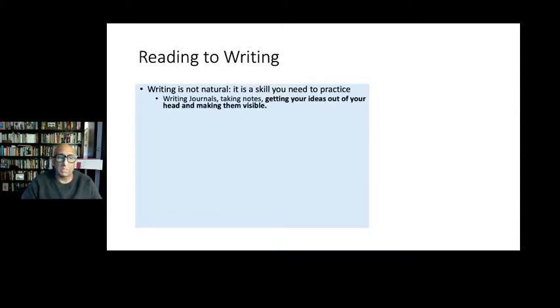And what that means is writing journals, taking notes, getting your own ideas out of your head and making them visible. If all you do in English is try to do an approximation of what you think the teacher wants, you're missing a really important aspect of the activity, which is what do you actually think about the play? I say this to all my students: the number one way you will improve in English is if you actually read and actually write and practice those skills. If you want to make real gains, you're going to have to do that.